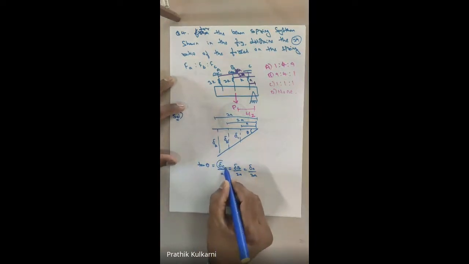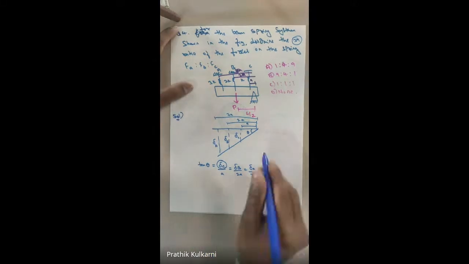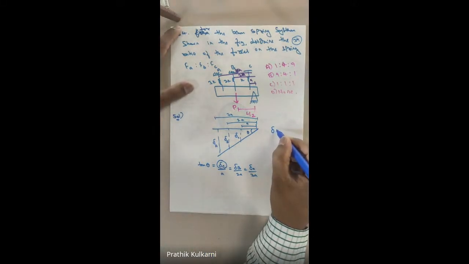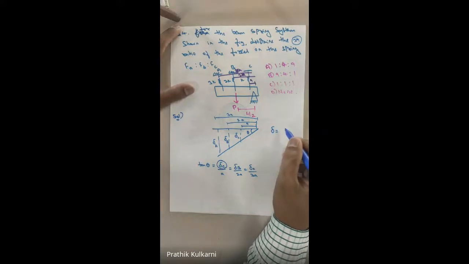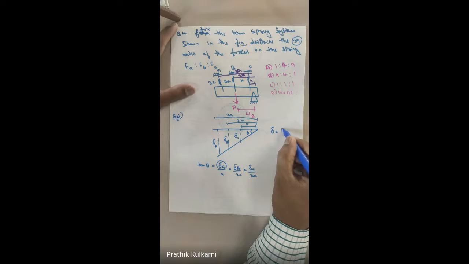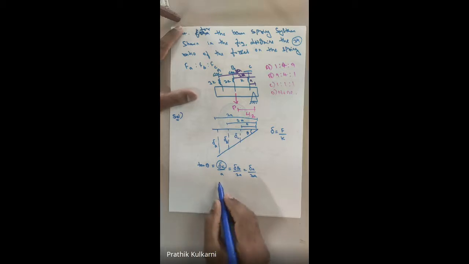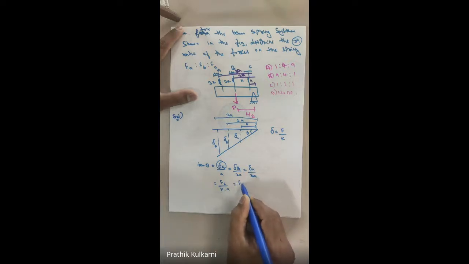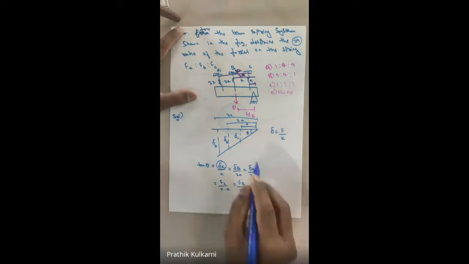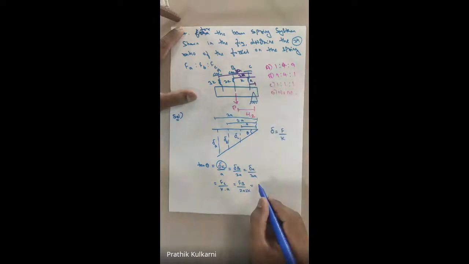But we already know what is meant by delta. In our previous class, we took delta as PL by AE. But whenever we come across a spring, please do remember, take delta as force upon its stiffness. So it is equal to FC by K into A, which is equal to FB by 2A into 2K, and equal to FA by 3A into 3K. Yes or no? This is a very easy problem.